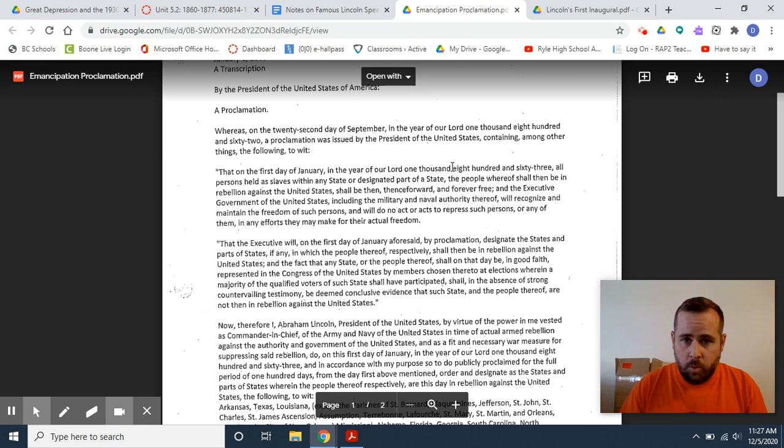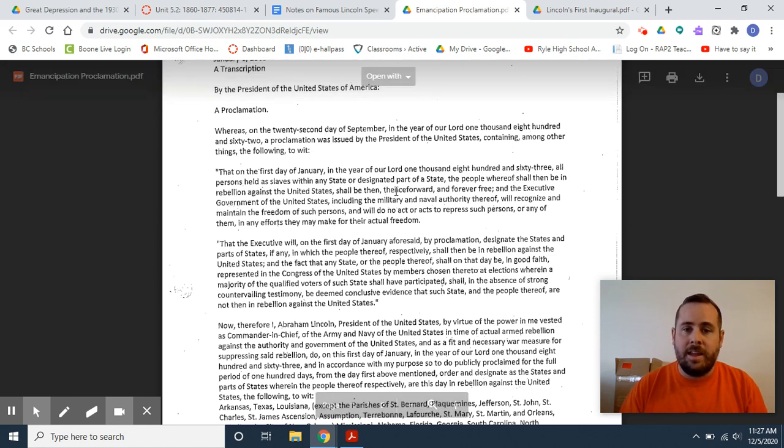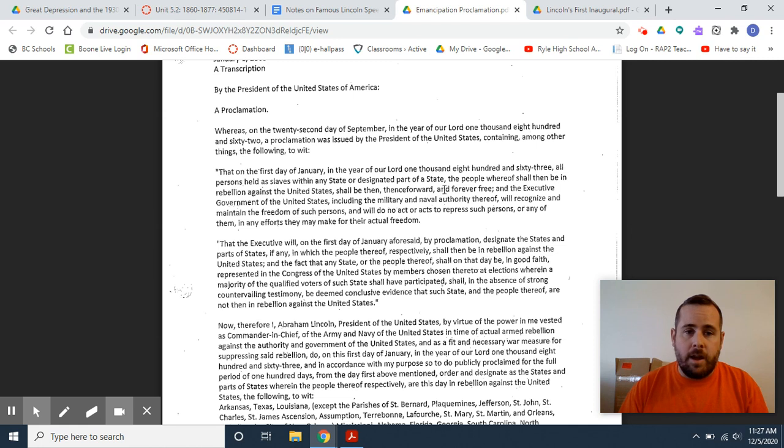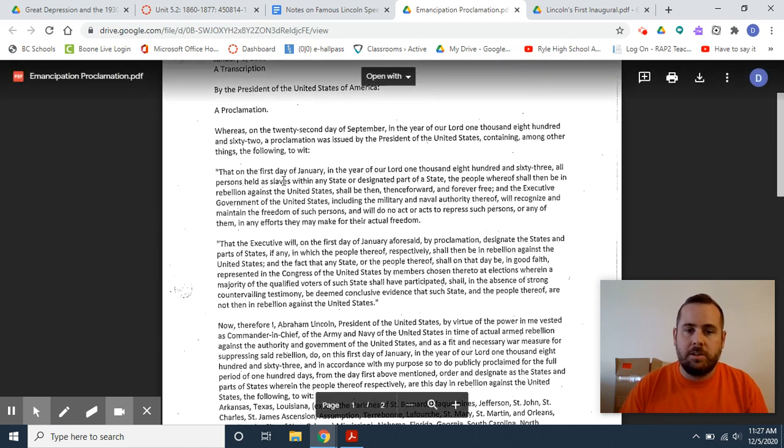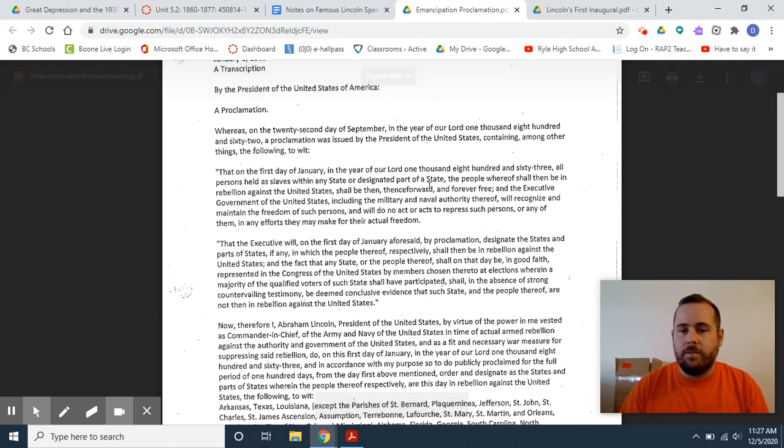That on the 1st day of January in the year of our Lord, the people whereof shall then be in rebellion against the United States, shall be then, thenceforward and forever free. Persons held as slaves in states of rebellion from then forward will be forever free. Here's what the Emancipation Proclamation is saying: if you are a slave in a state of rebellion, you are going to be declared free on January 1st.